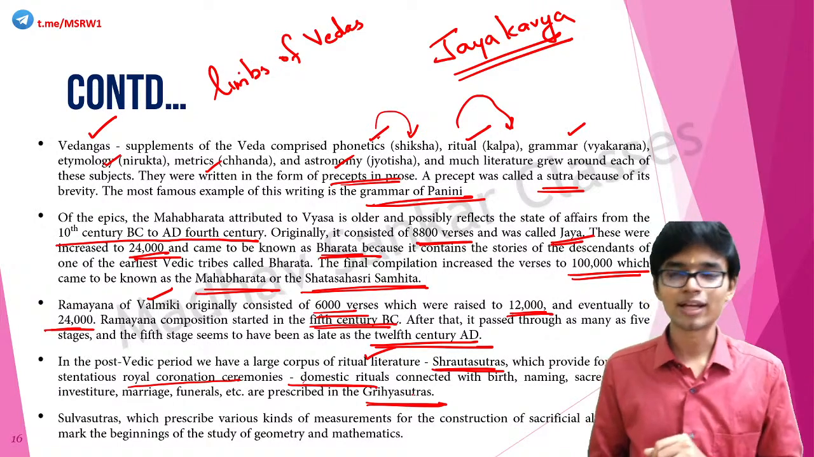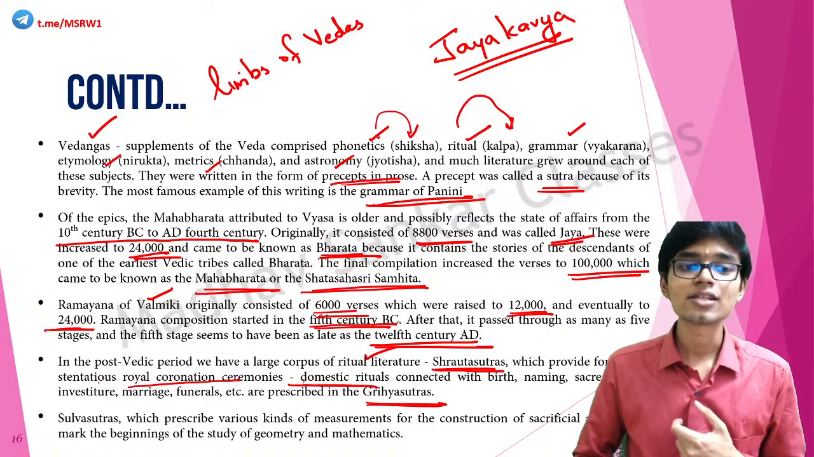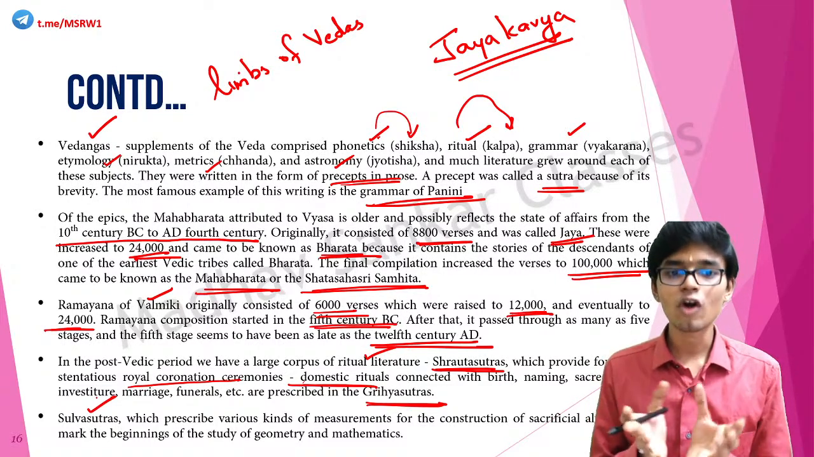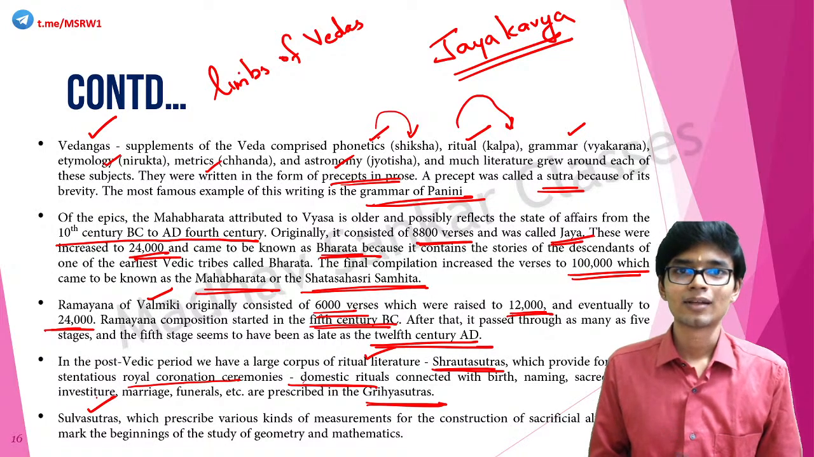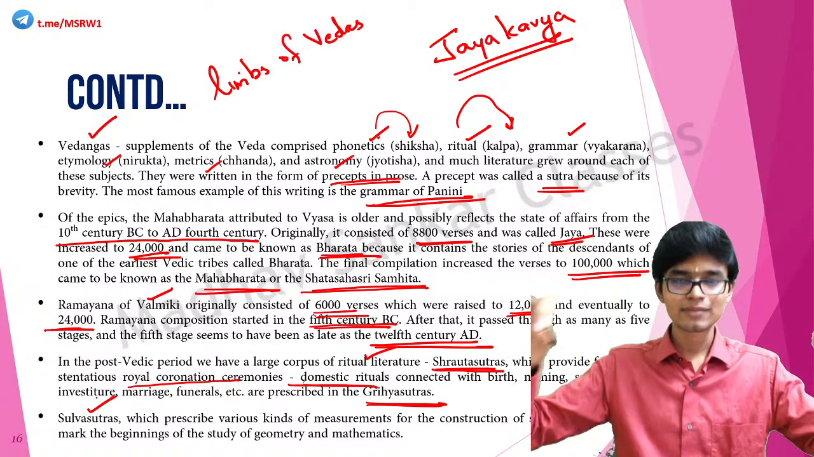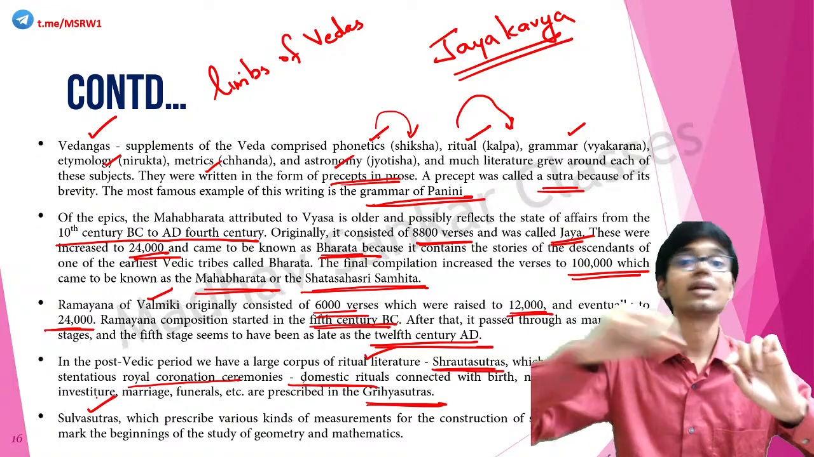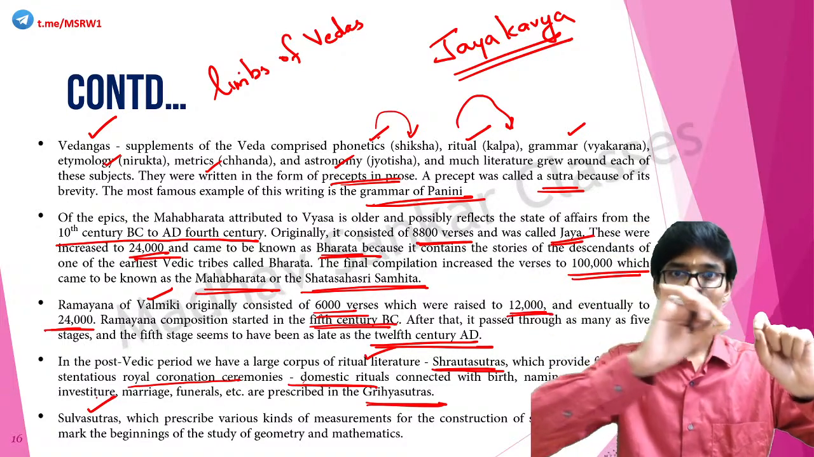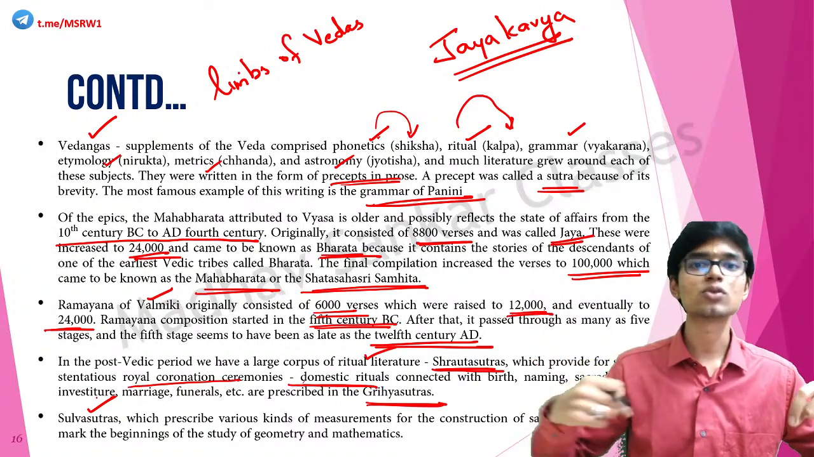Another very important textbook that we have to bear in mind is Sulva Sutra. Sulva Sutra is essentially a book of measurements. Especially these measurements in earlier times were done using threads. You don't have a ruler or a scale at that time. So you do it with the help of a thread. That is why it is known as Sulva Sutra.